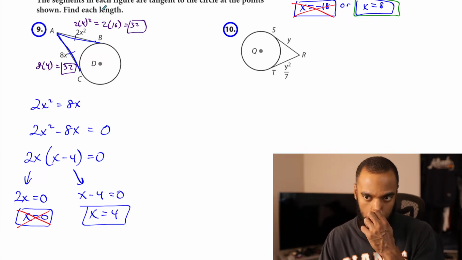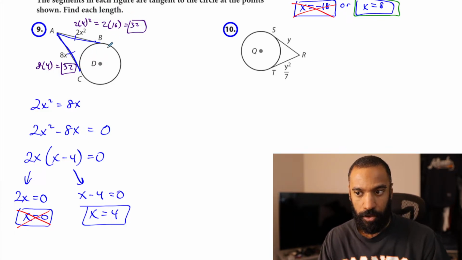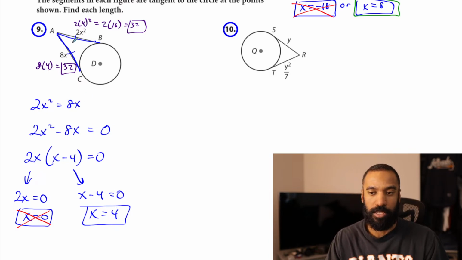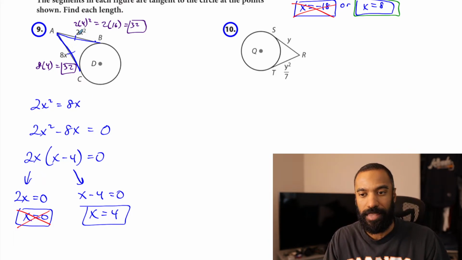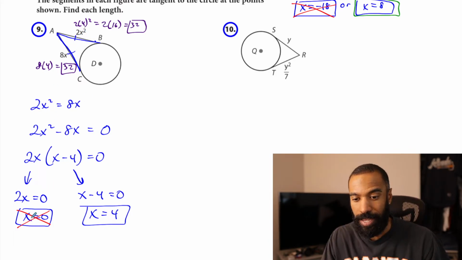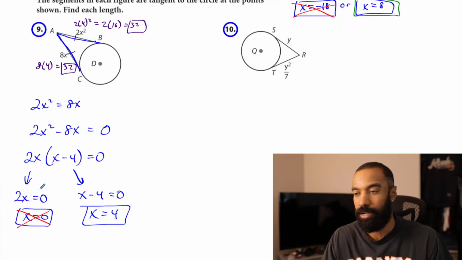They said find each length. Each of these should be 32. That's the value of x that makes it true. No other x value would make these equal to each other unless they both became 0, which is not really one that we can have.